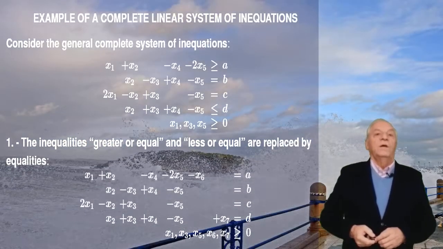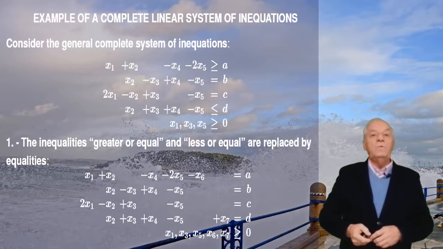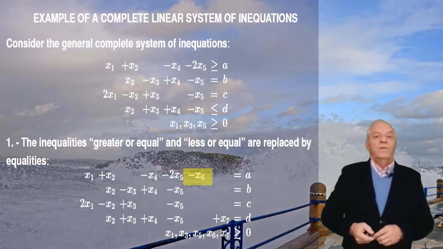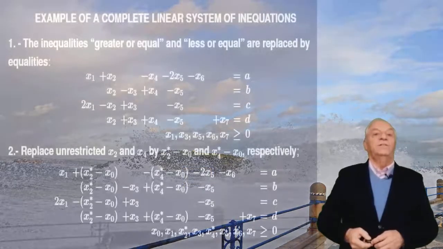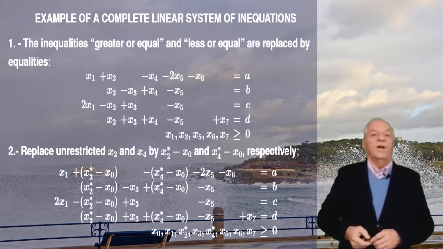Well, let's see. In the first equation, as it is greater than or equal to, what we need to do is to subtract a new non-negative unknown, x6, to force an equal to 0 relation. In the fourth equation, where we have less than or equal to d, we add a new non-negative unknown, x7, for it to be equal to d. With this, we have already solved the issue of equalities. And now we know that in the last equations, x1, x3, and x5 are greater than or equal to 0. But nothing is said about x2 and x4, which means that they are unrestricted in sign.